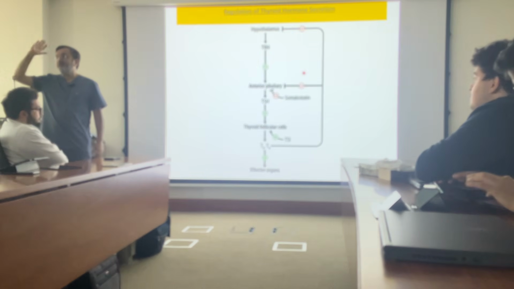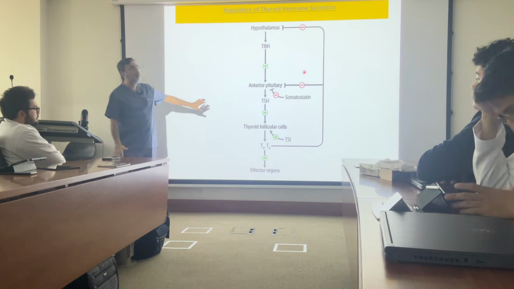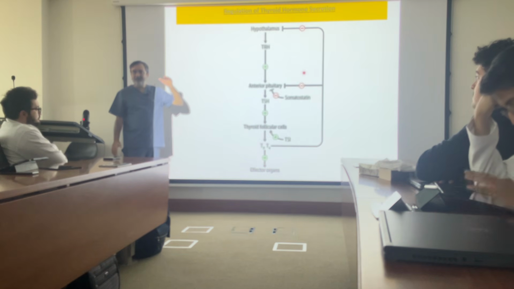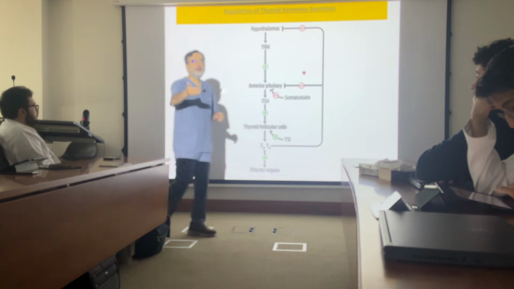So we are just talking about regulation at this point of time. The most important concept here is that when you have hyperthyroidism, TSH will be low, TRH will be low. When you have hypothyroidism, you have more TSH, you have more TRH.